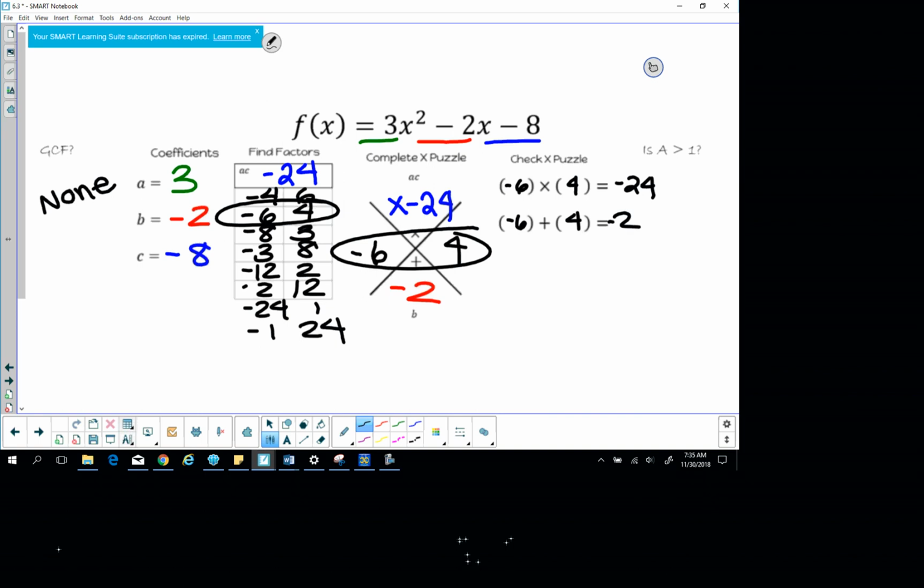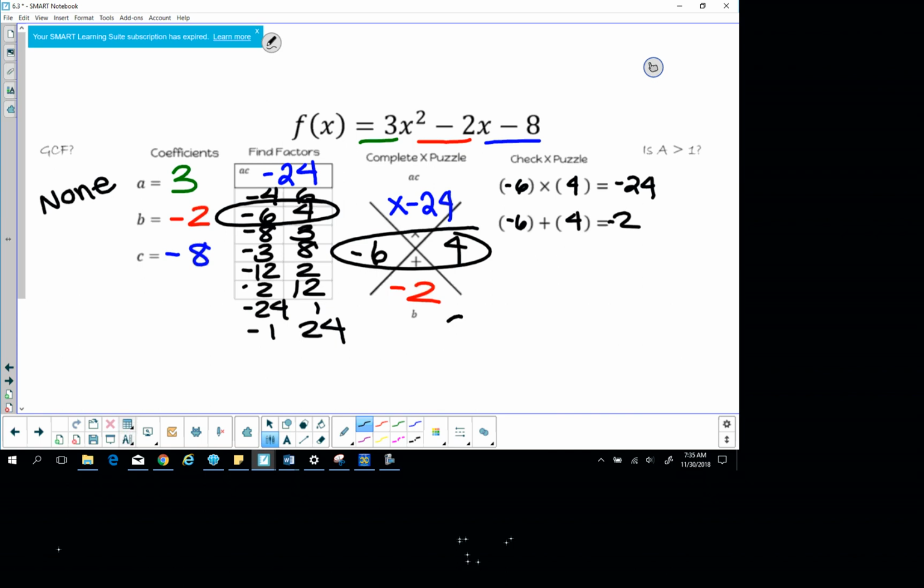So when A is greater than 1, there's always going to be an extra step. And so I'm going to teach you the cheat sheet method. Usually I teach you how to do it for real, like the GCF method. But because of time, we don't have time to go through all of them. And most people think this one's easier anyway, so I'm just going to show it to you.